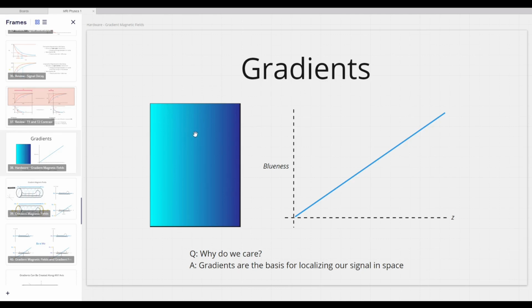It's something that is changing over some distance, right? So, this is a blue gradient. This gradient we can represent with a graph. Okay. Why do we care? So, like I alluded to before, gradients are going to be the basis for localizing our signal in space. We generated a signal. We know how we can tweak TR and TE to weight our image more to T1 or T2 or proton density even, like we talked about last week. But now we need to figure out where it's coming from. Okay.